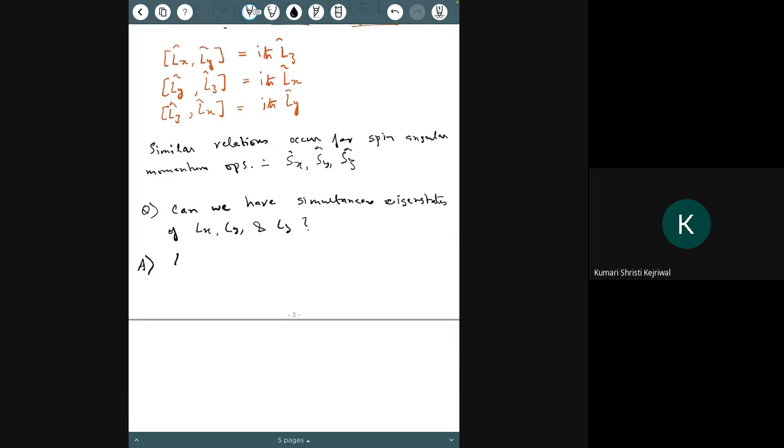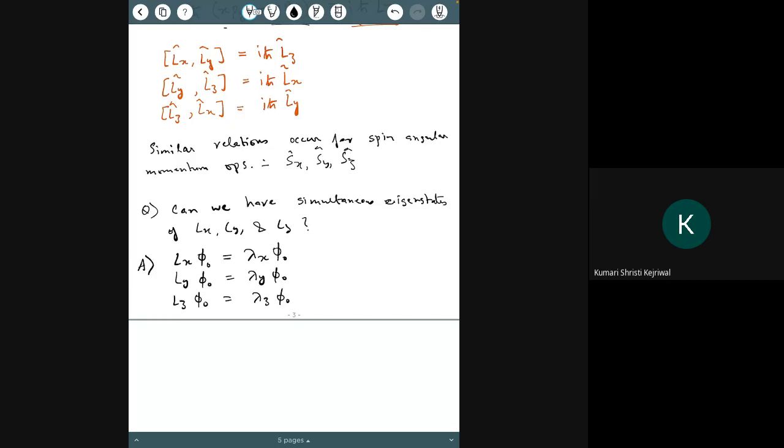Okay. So I have a state phi 0, and the action of Lx gives me an eigenvalue lambda x, and I get back phi 0. So a measurement of Lx will give me lambda x, a measurement of Ly will give me lambda y, and a measurement of Lz will give me lambda z. Let's see. Now let's start from what we know.